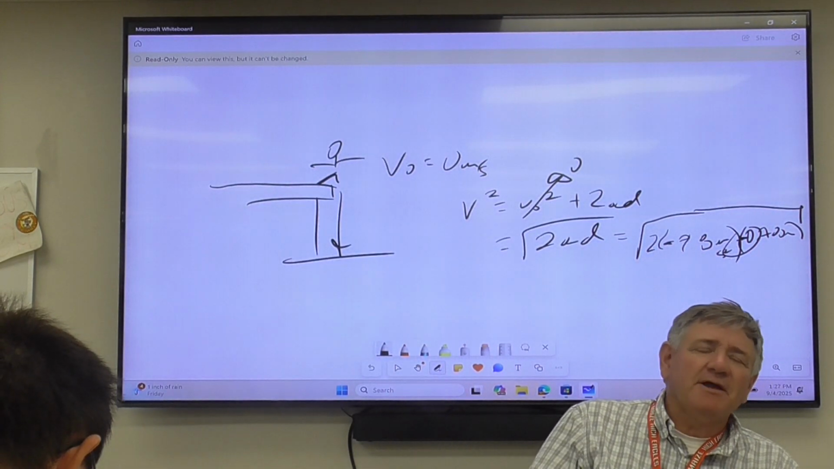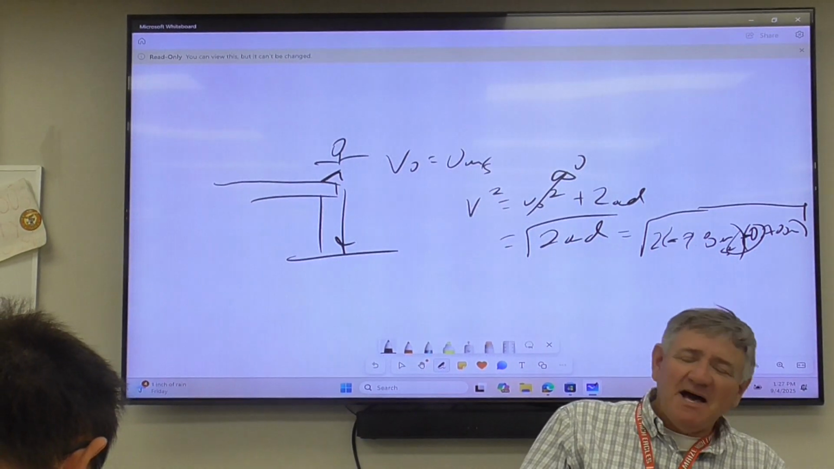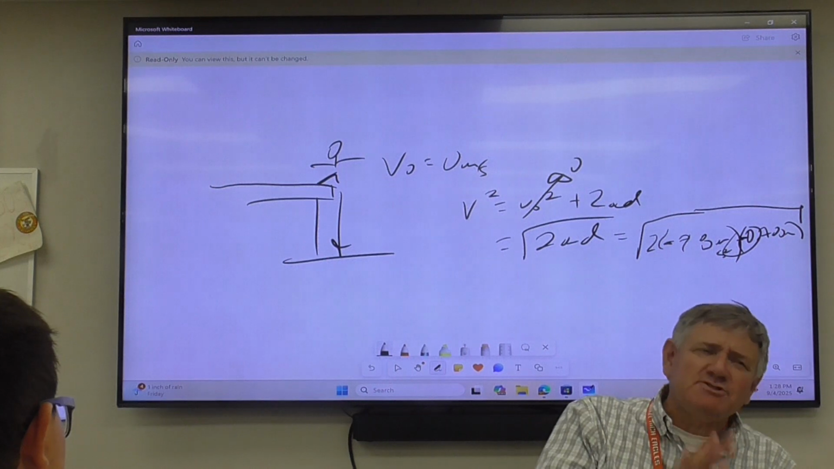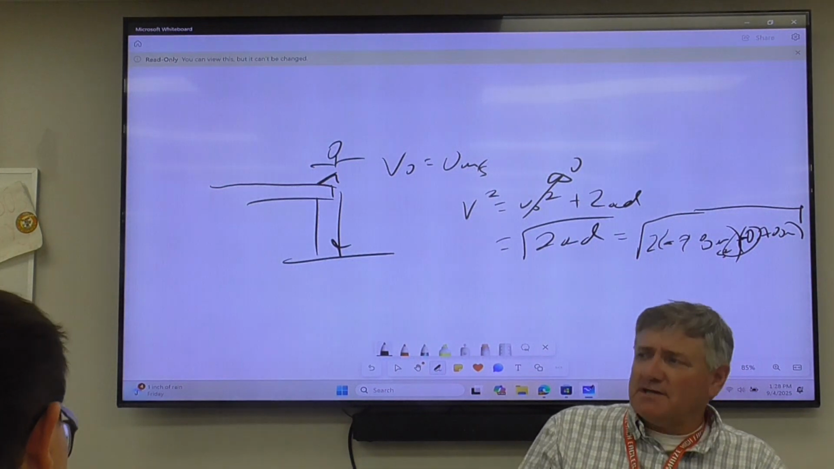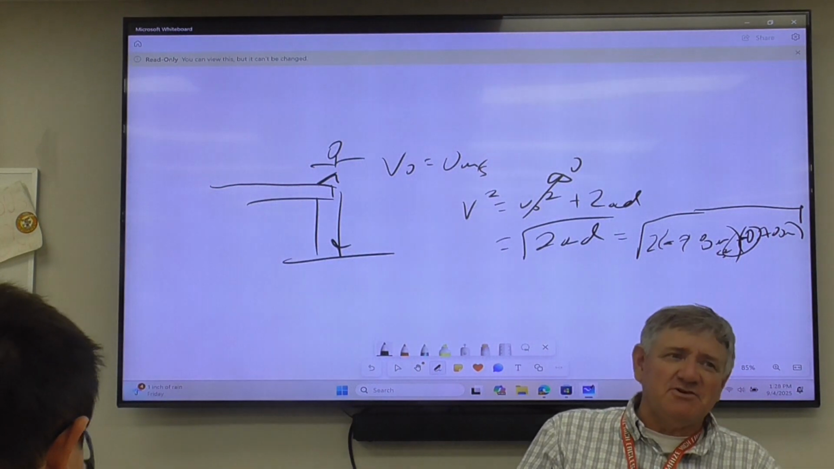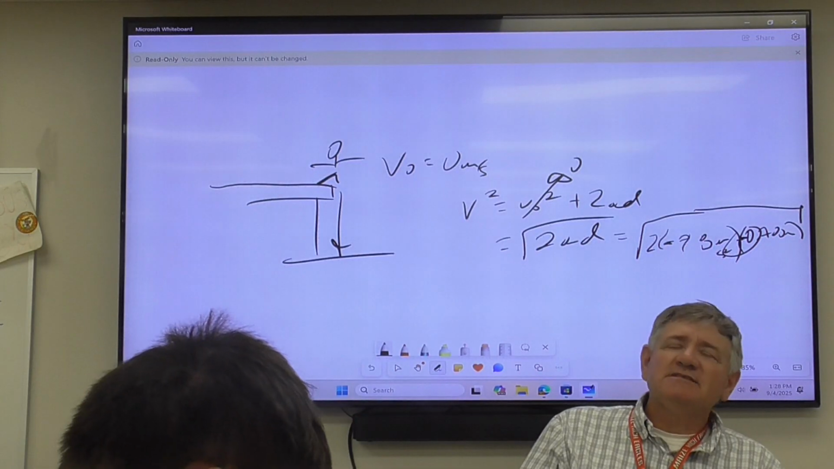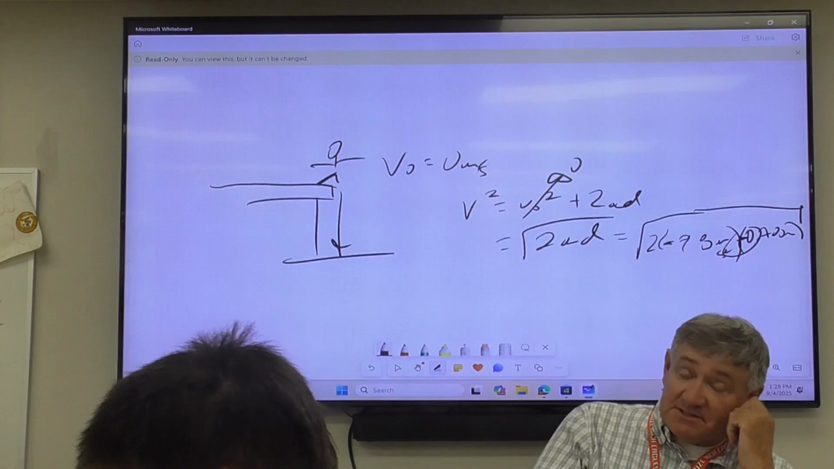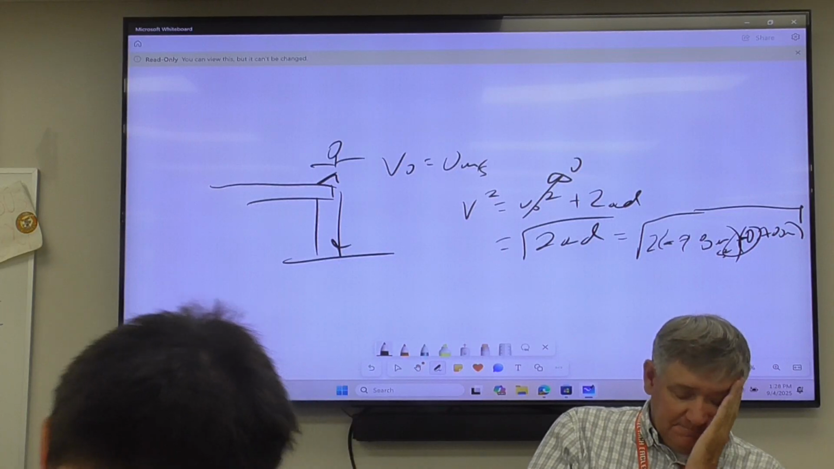And don't get hung up and go, oh, your velocity is 0 because you hit the ground. No, it's right as you hit the ground, okay? Do not tell me, oh, the final velocity is 0 because you hit the ground. It's how fast you're going when you hit the ground. Now, let's talk about the time calculation, okay?